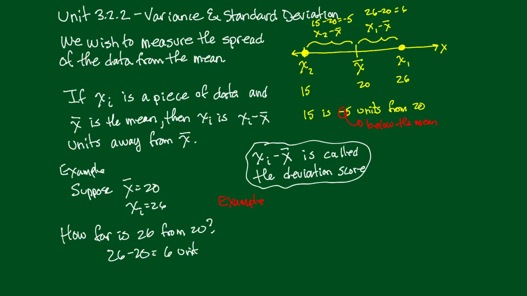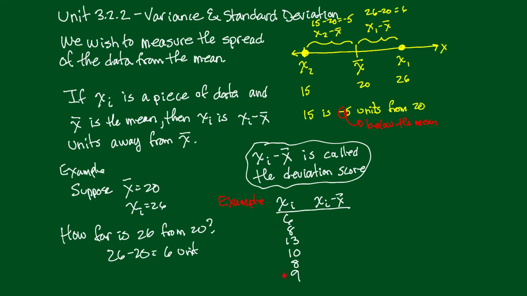Let's take a look at an example. I'm going to use these numbers here, which, if you remember, we used in one of our earlier examples when we found the mean. Suppose that the data values are 6, 8, 13, 10, 8, and 9. So we've got 1, 2, 3, 4, 5, 6 data values.